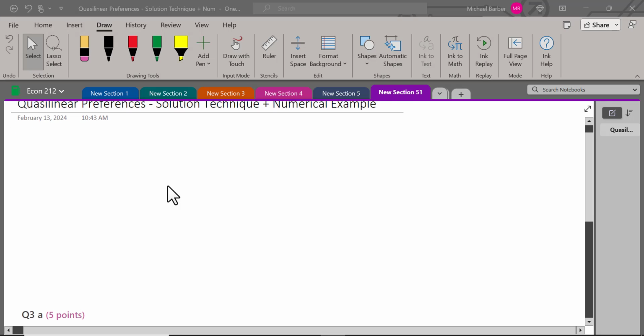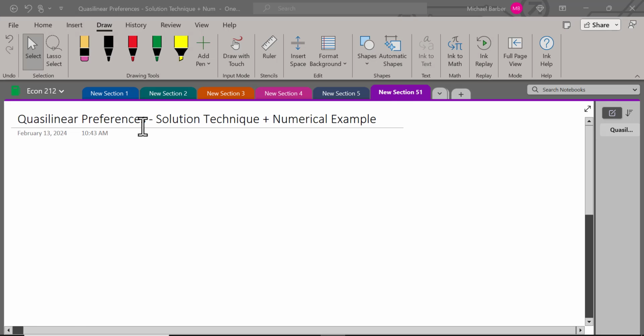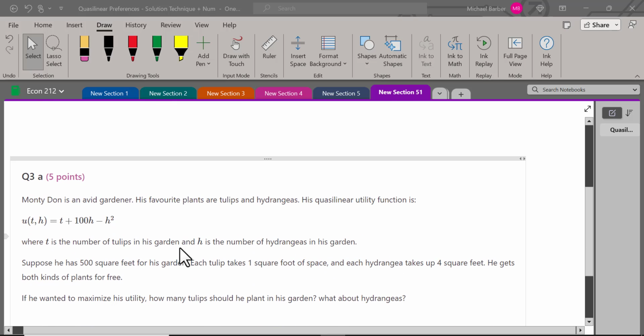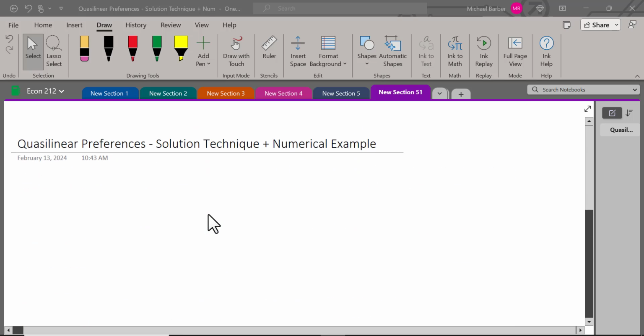All right, so the next kind of preferences we're going to look at are these quasi-linear preferences. So we're going to talk a little bit about the solution technique, which is really similar to the well-behaved ones, and then do a quick numerical example that we didn't get to in class last week.